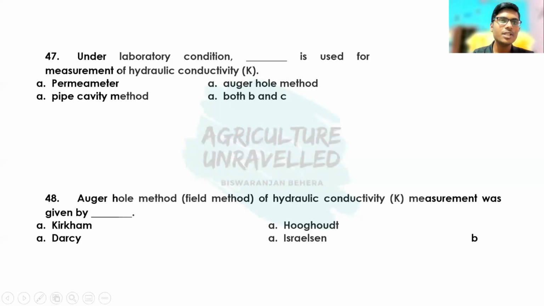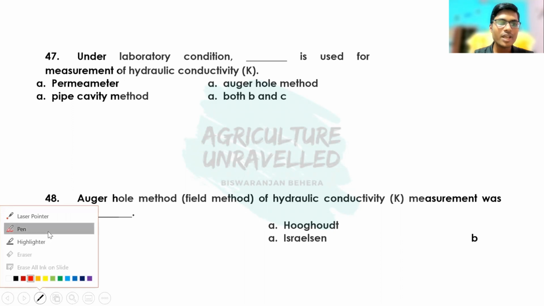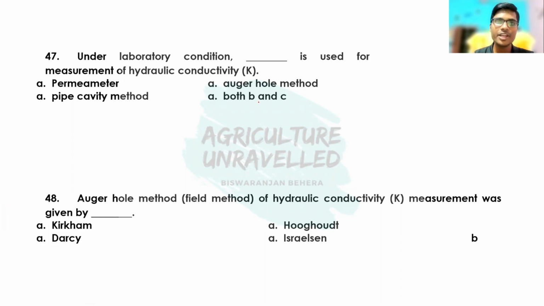Then coming to the next question, that is under laboratory condition, dash is used for measurement of hydraulic conductivity. So we have already discussed what is hydraulic conductivity. It is the proportionality constant in Darcy's law, and the unit of hydraulic conductivity is centimeter per second, that is length divided by time. So here the correct answer of this question is permeameter. Under laboratory condition, permeameter is used for measurement of hydraulic conductivity. So this permeameter can be of two types.